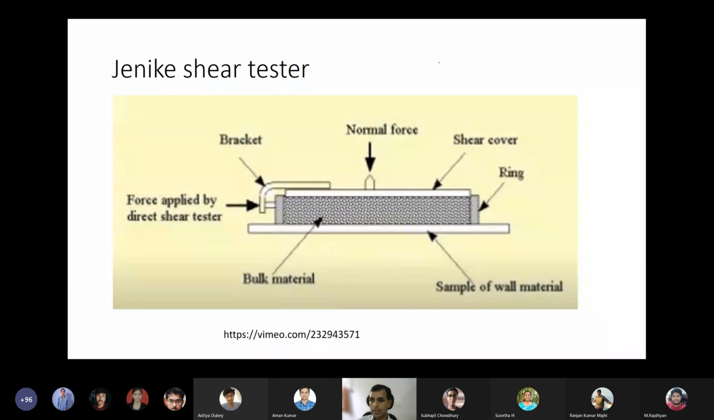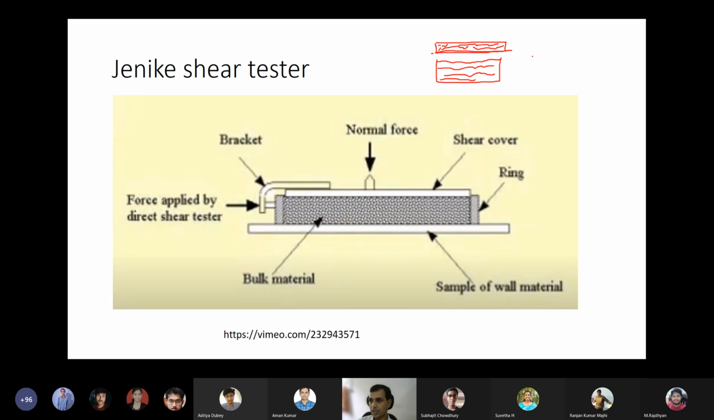If you want to find out the internal friction between powder, they will take a small cylinder and fill it with the powder. They will take another cylinder and fill that also with the powder. Due to cohesion, the powder will stick. We can slightly compact it so that the particles will not flow out.